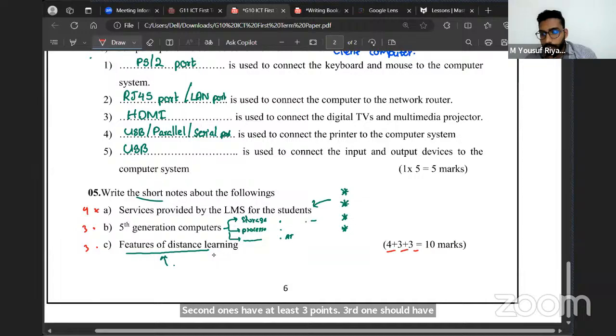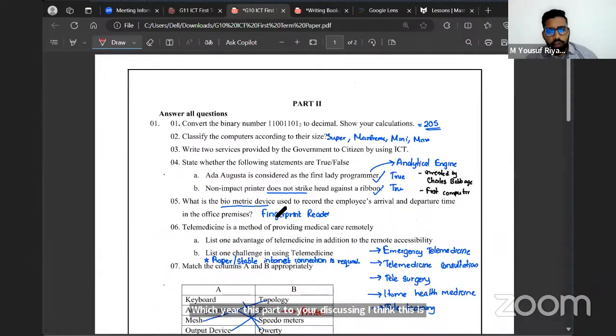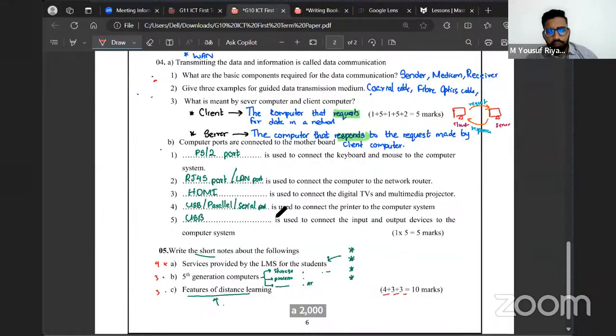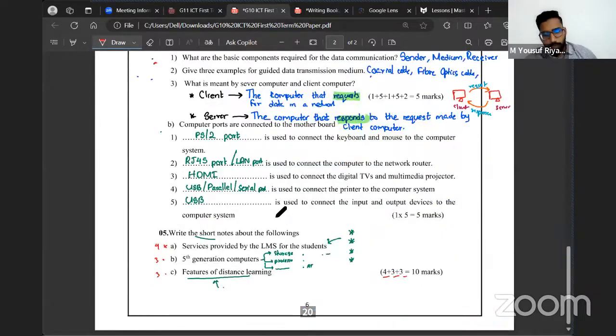Which year is this part two you're discussing? I think this is a 2020... recent one, 23, I guess, last year's Hindu College paper, as I can remember.